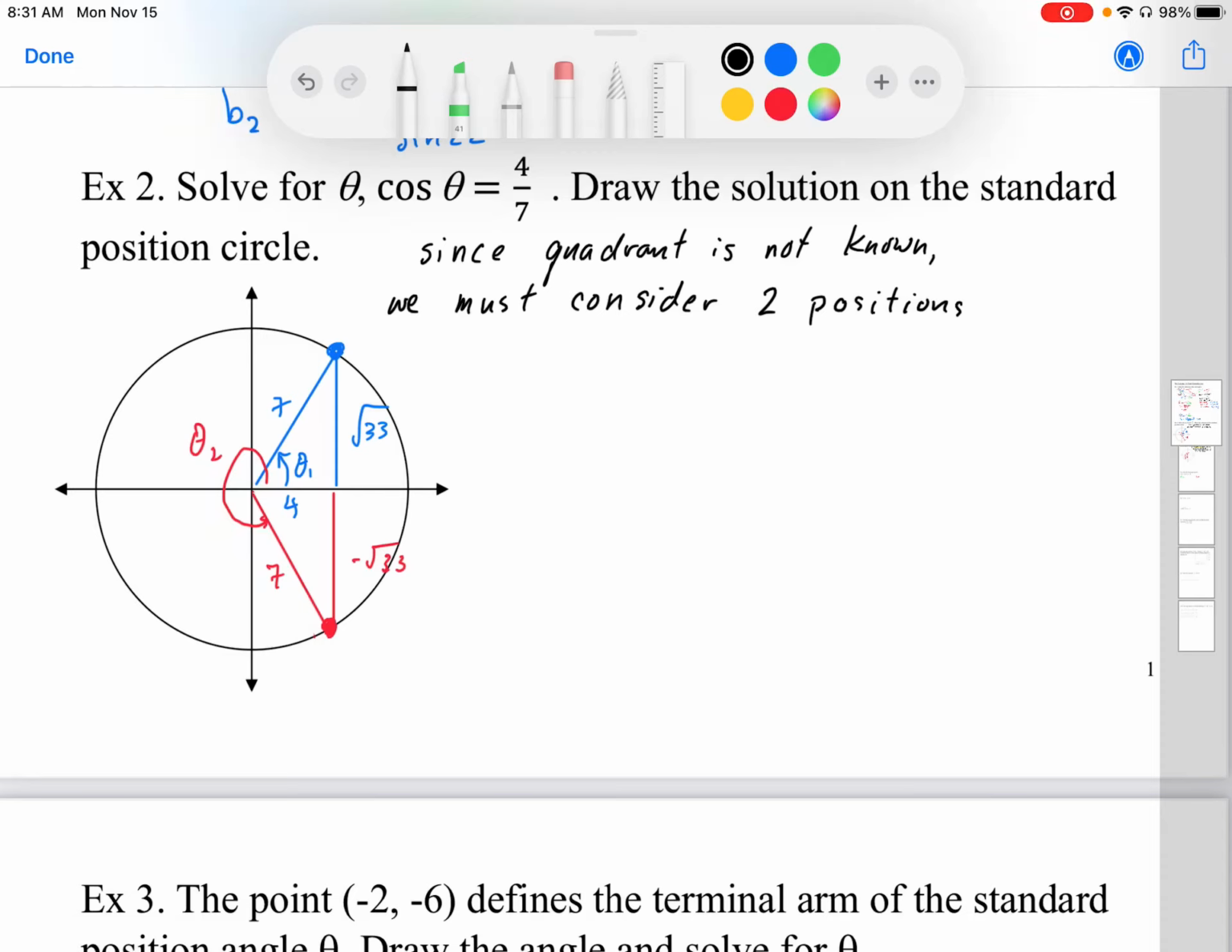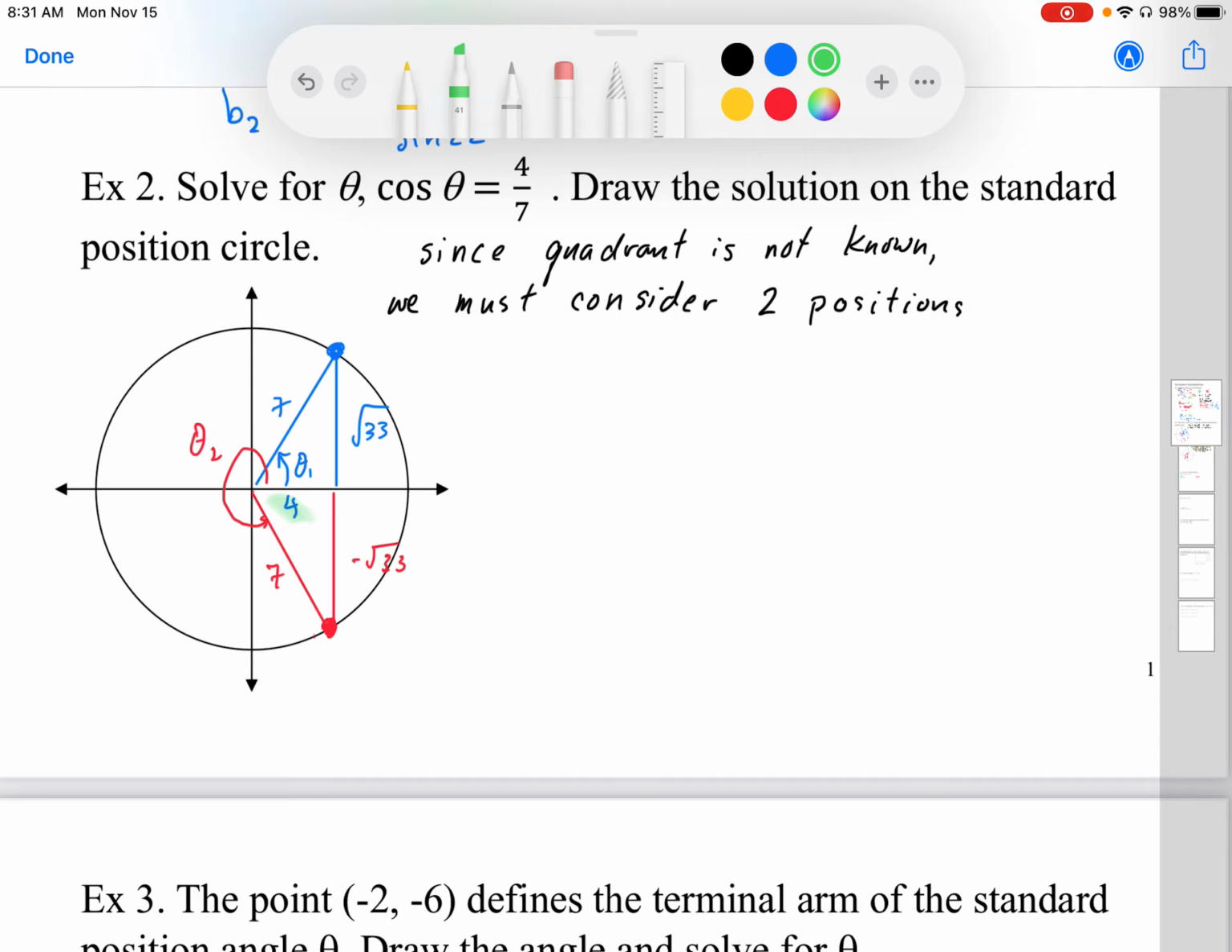So example 2, we're asked to solve for theta. We have the cosine value given to us. It's 4 over 7. Cosine goes with x. So we have a horizontal length of 4. Just highlight that. We have a horizontal length of 4 here. And we have the radius as 7.